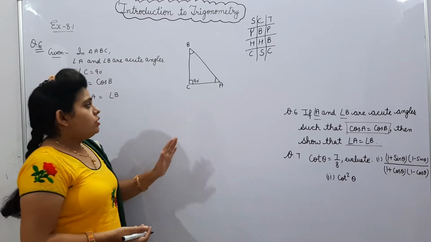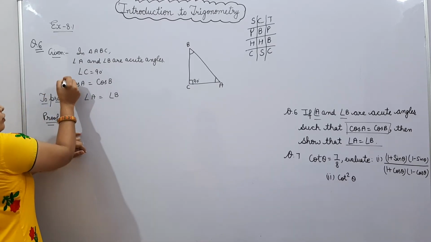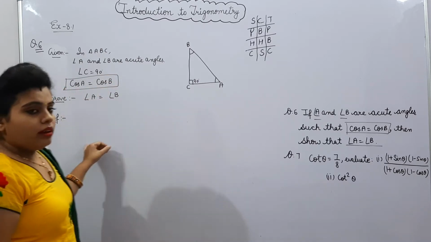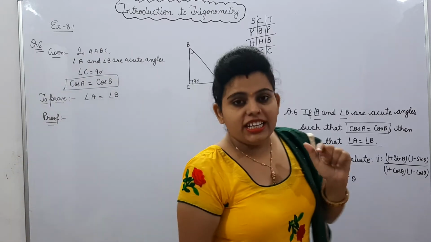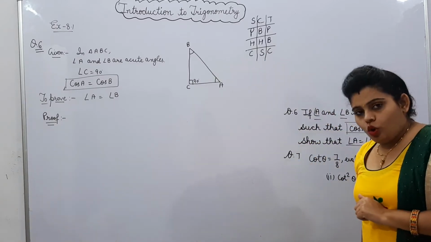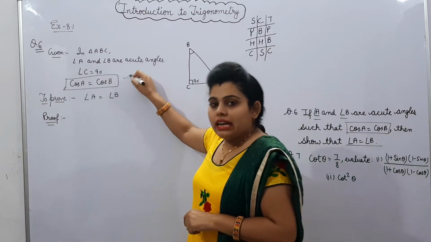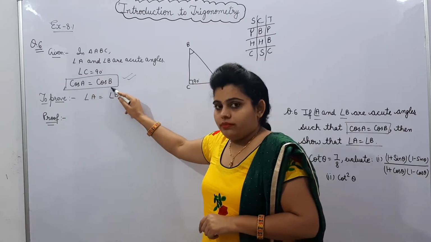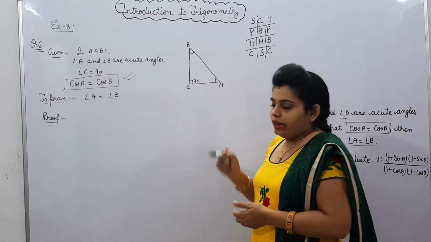Yes, dear students. First of all, we will find the values of cos A and cos B. Because our given condition is that cos A is equal to cos B, we will use this condition and find the values of cos A and cos B from this triangle.